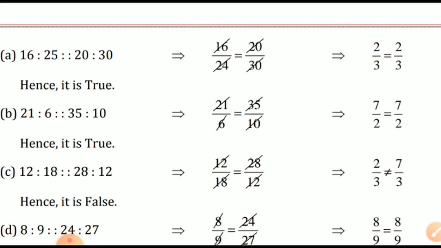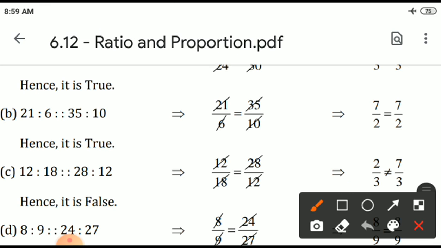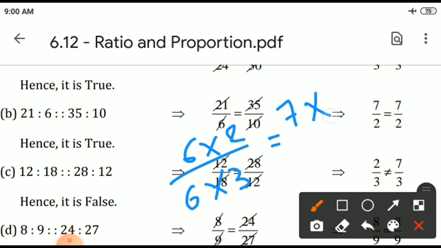Look at the C. 12 is to 18 are in proportion with 28 is to 12. How to read it out? You remember what I said just now. So first number is 12 upon 18 is equal to 28 upon 12. By dividing both the numbers, these 6 tables are coming. In place of 12, can we write 6 into 2? Yes, my dear student, right. And in place of 18, you can write 6 into 3. Correct? Now 28 and 12. Which table are these both coming in? 2 table. 3 table coming? No. 4 table? Yes. 7 4s. So we can write 7 into 4 or 4 into 7.